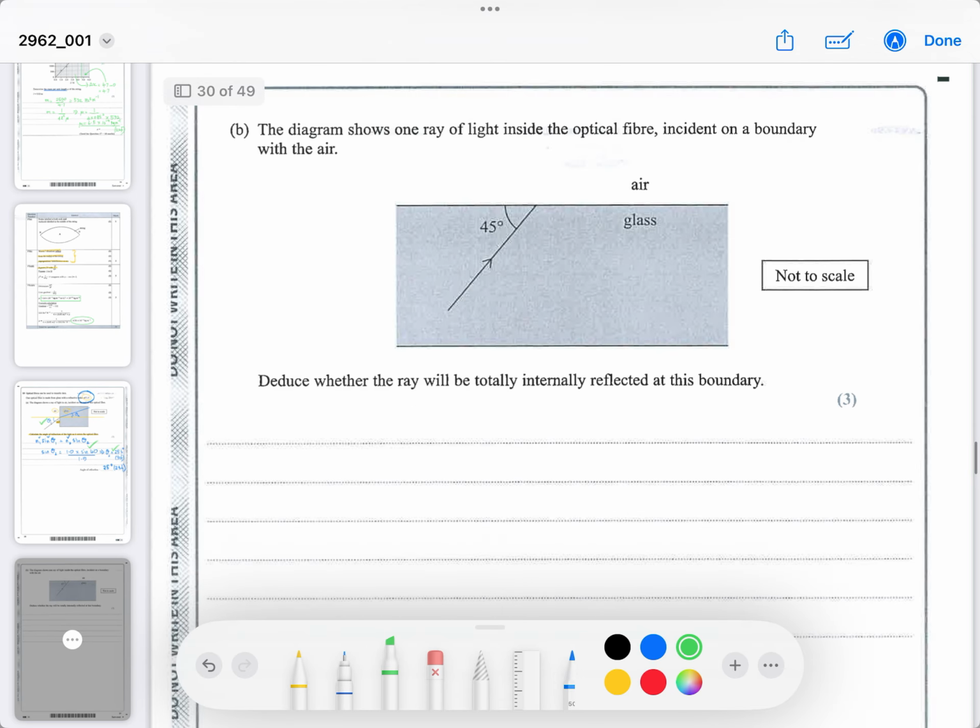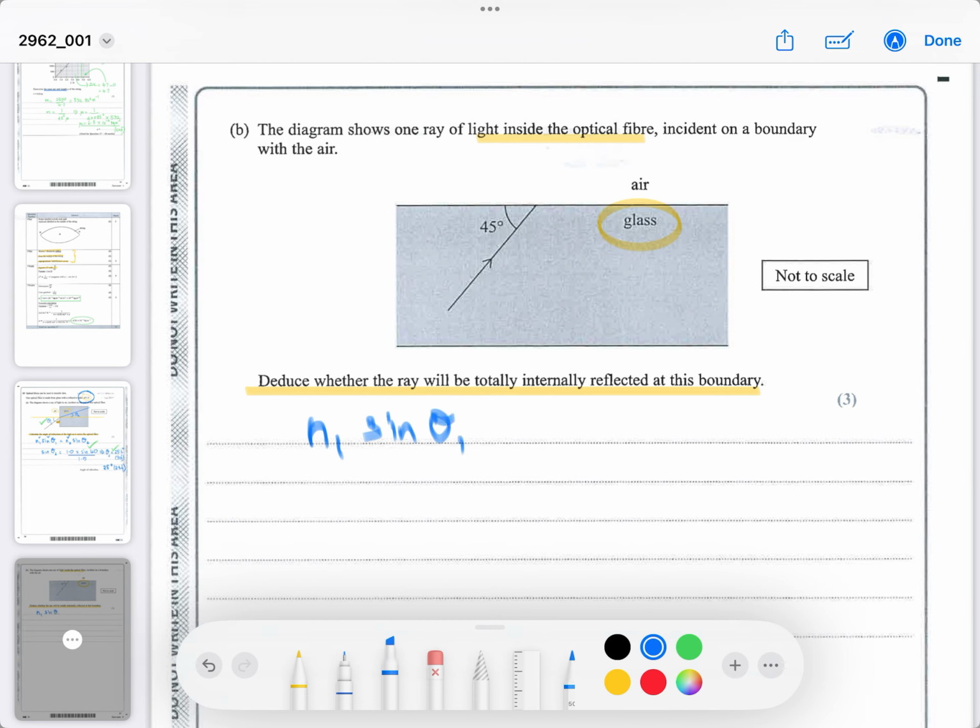So part 2, now they got the light inside the glass. So it's now inside the denser core of the fiber optics. It shows a ray of light inside the optical fiber, and then the air is on the other side. Deduce whether the ray will totally internally reflect. Obviously we still know the n values, 1.5 and 1.0, so you're going to use the same equation again. So this time n1 is in the glass. Sine theta 1 is 45 degrees.